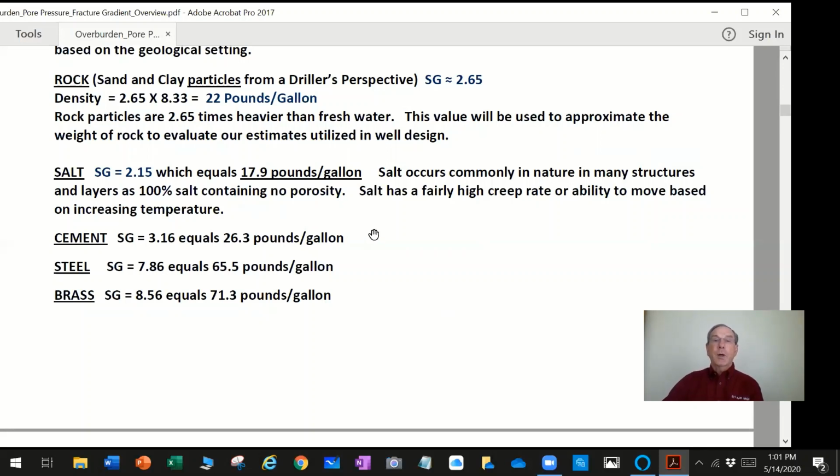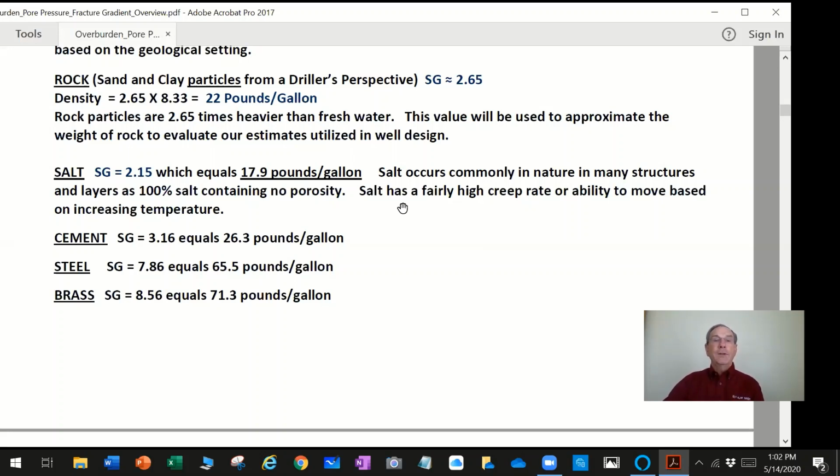And salt occurs commonly in nature in many structures and layers as 100% salt containing no porosity. So salt also has a very high creep rate, or ability to move based on increase in temperature. And that's the reason around continental shelves where you have large salt layers, you may have salt domes and things that were created because of this creep rate at high temperatures.